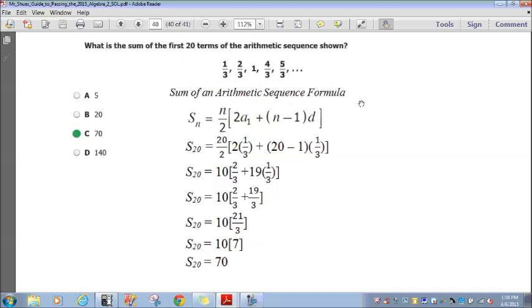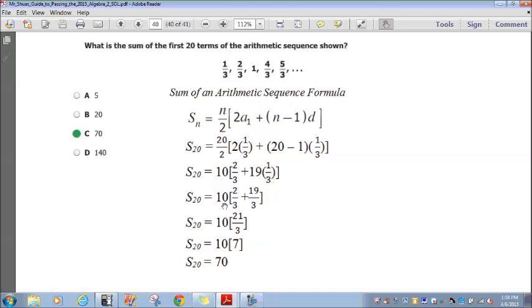So let's plug this in. Now it says the sum of the first 20 terms. So our n is 20. So S of 20 is equal to 20 over 2 times 2 times the first term, which is 1/3, plus the number 20 minus 1 times the common difference of 1/3. Okay? 20 over 2 is just 10. 2 times 1/3 is just 2/3. 20 minus 1 is 19 times 1/3.